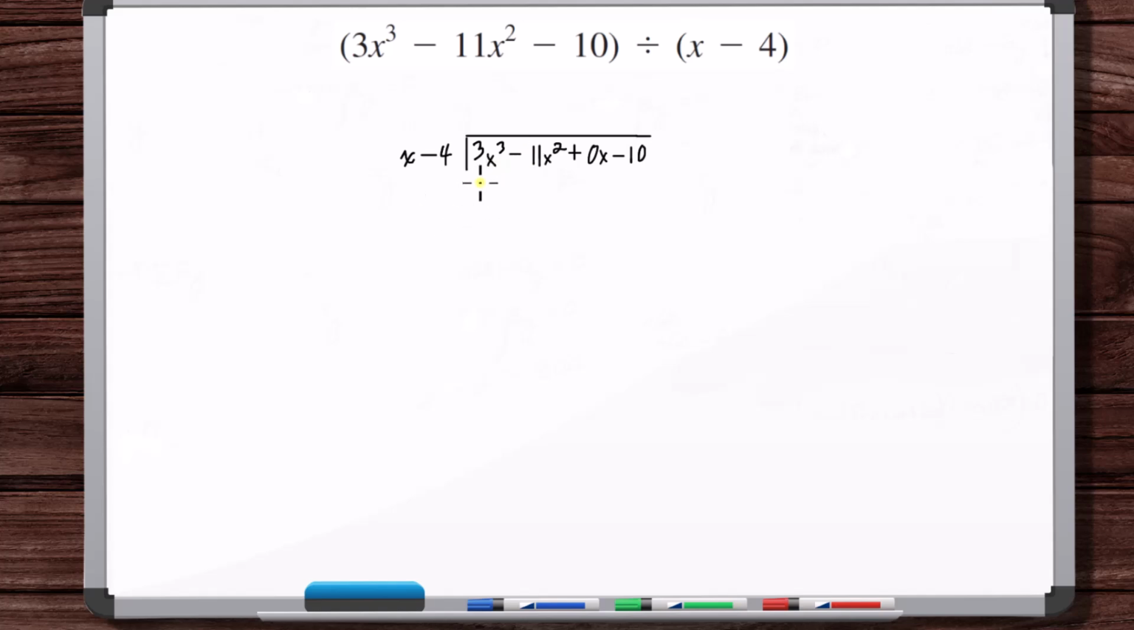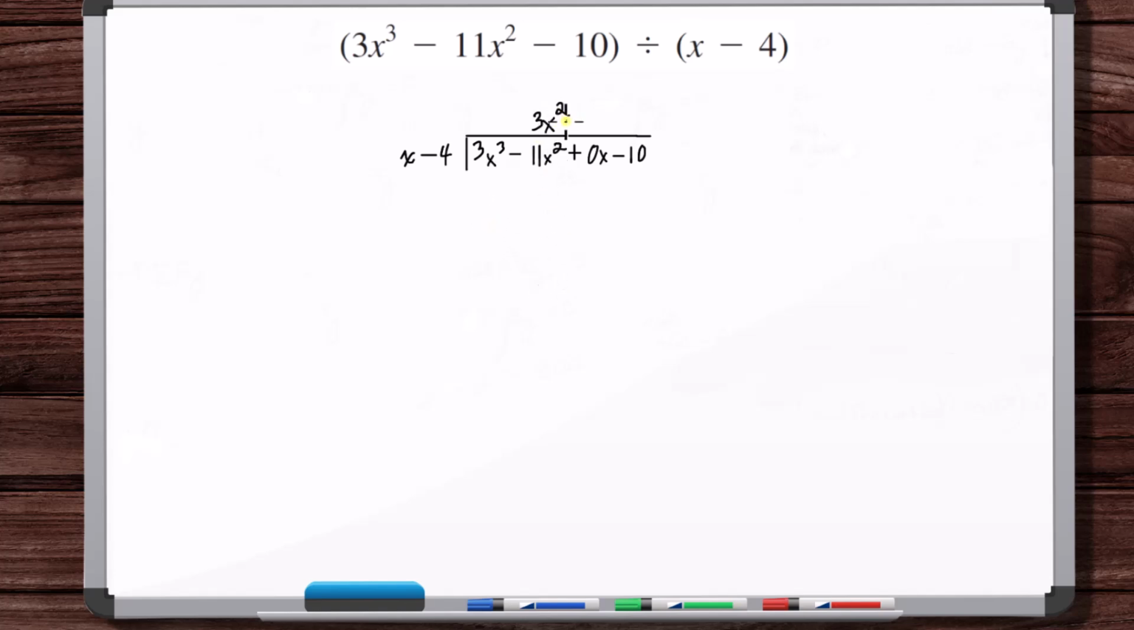Now we want to divide the leading term of the dividend by the leading term of the divisor. 3x cubed divided by x is 3x squared, so it's positive 3x squared. Since it's an x squared, we're going to put it in the quotient up here, over the x squared term. Positive 3x squared.